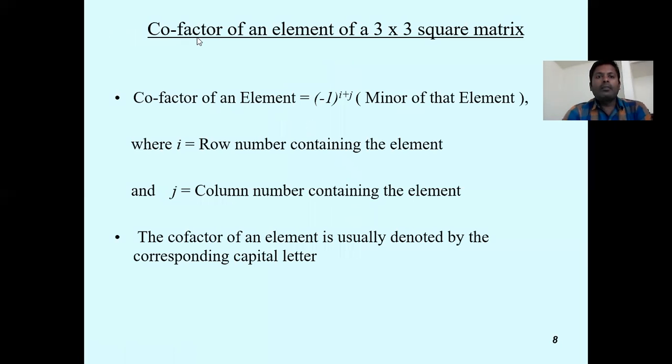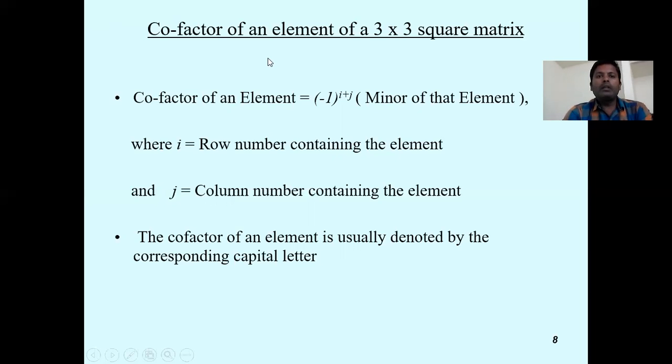Next one, cofactor of an element of a 3 by 3 square matrix. Cofactor of an element is equal to (minus 1) to the power of i plus j, times the minor of that element, where i is the row number containing the element and j is the column number containing the element. The cofactor of an element is usually denoted by the corresponding capital letter.